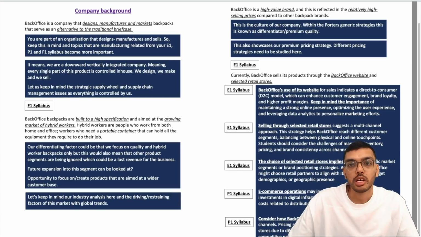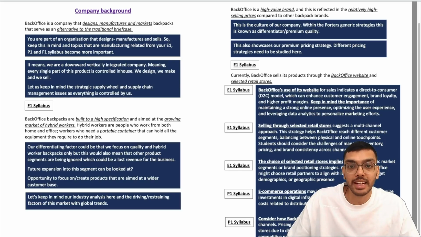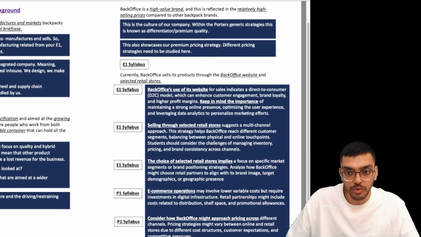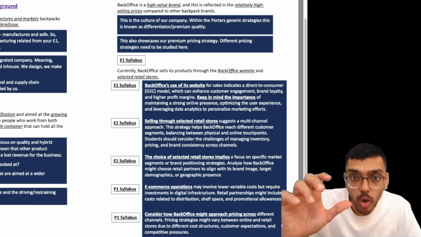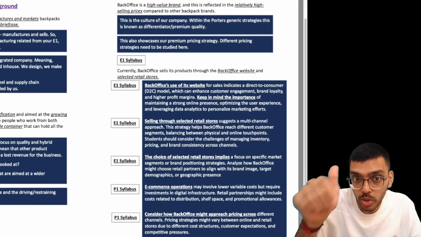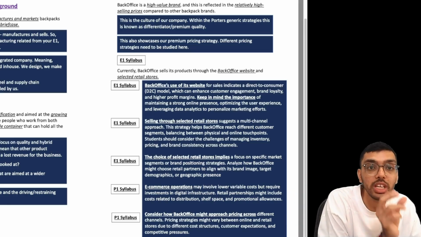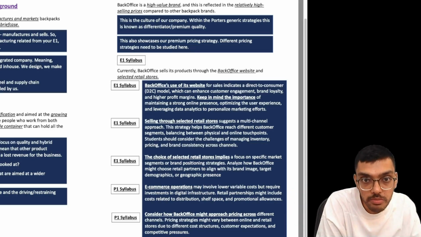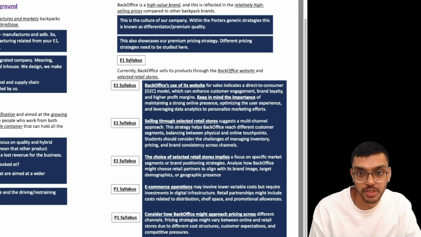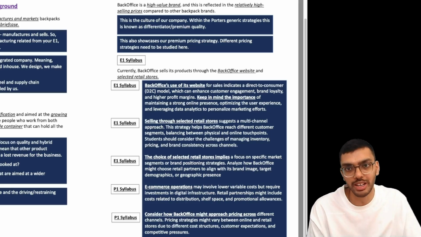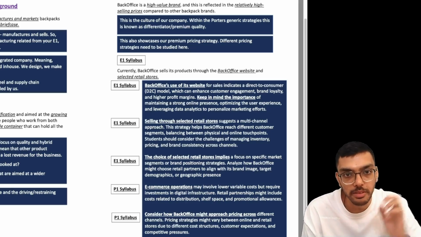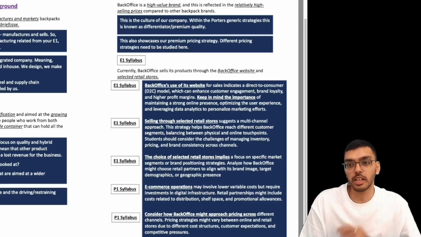Let's move on. Currently, BackOffice sells its products through the BackOffice website and selected retail stores. Let me move the screen so it's visible. Okay, so what does this mean? BackOffice, we sell through the website and we sell through retail stores. So BackOffice using this website for sales indicates a direct to consumer model. You're directly selling to the customer from the website. This is good because it can give you good margins.